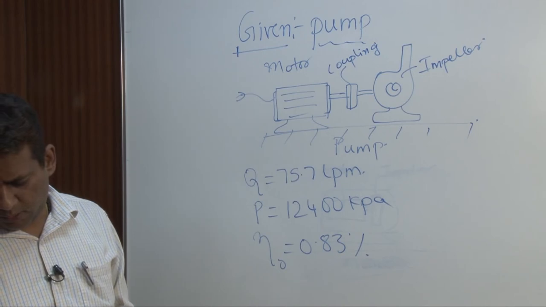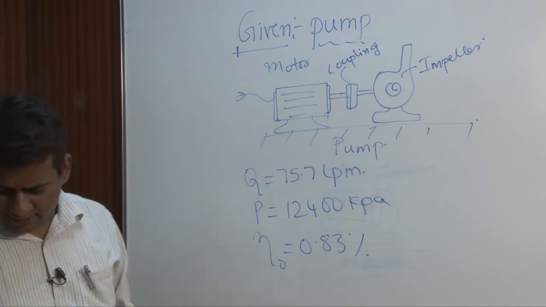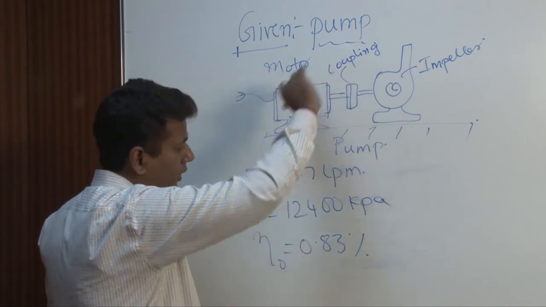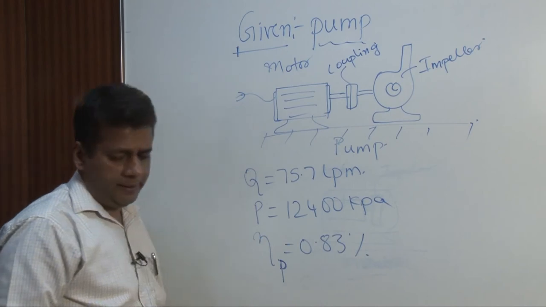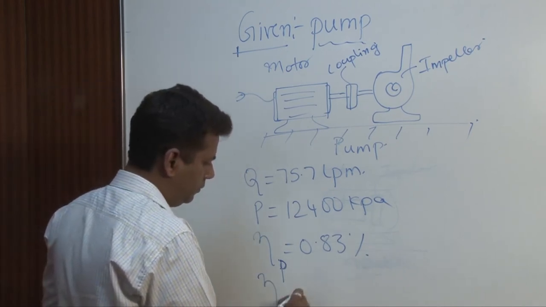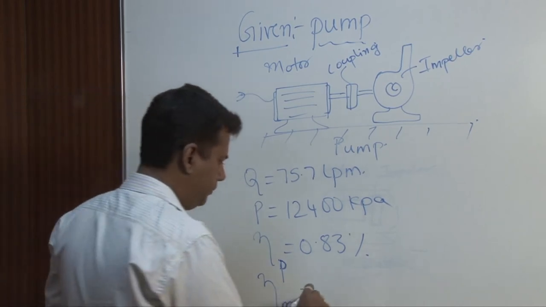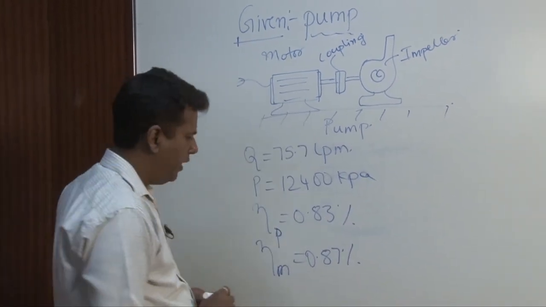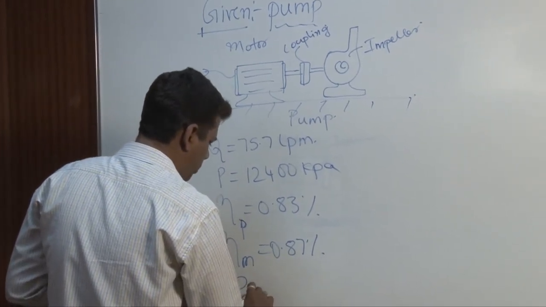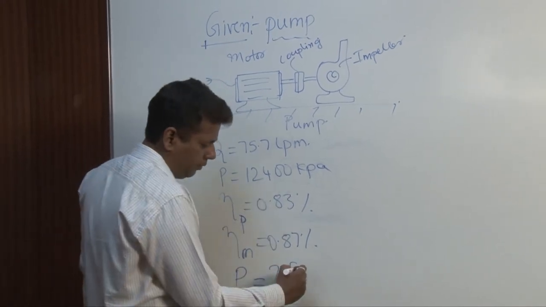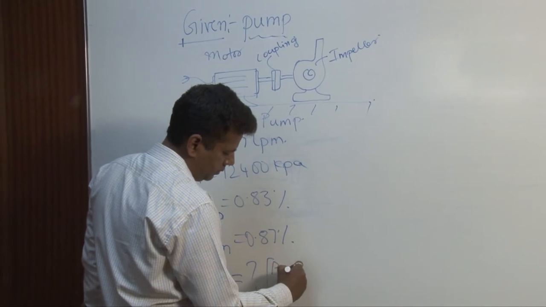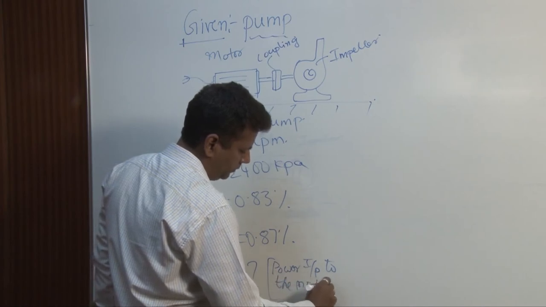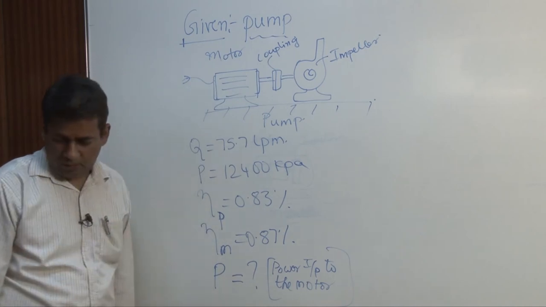Overall efficiency means the pump efficiency, the entire unit. So the pump efficiency is 0.83. Motor efficiency is 0.87, and we have to find the electrical power input to the motor. We have to find this from the available information.